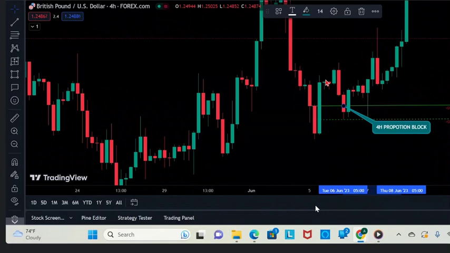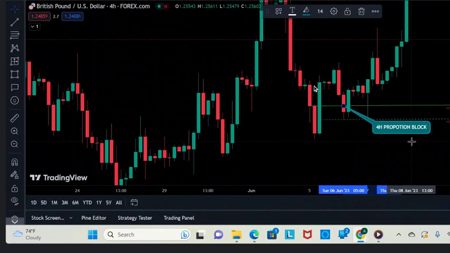That's not how you spell propulsion, but you can fix it in your own time. But you see what I'm saying? That's what he said the propulsion block is. He said if it respects the mean threshold of the higher time frame order block, then most likely we're still bullish. And you see that's exactly what happened.